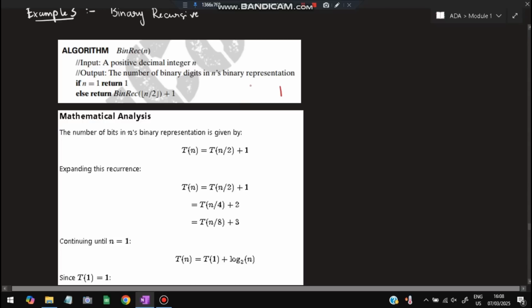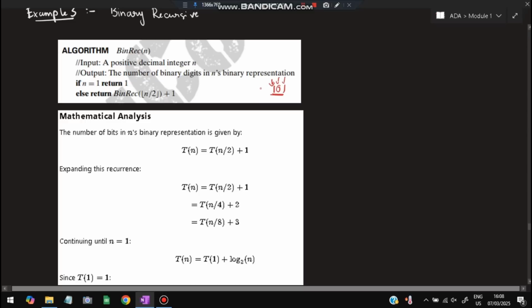The remainder is 1, quotient is 2. What is 2 divided by 2? 2 divided by 2 is 1, the remainder is 0, so we'll write 0 here, and the quotient will be 1. Again 1 divided by 2, the remainder will be 1. So 101 is the binary equivalent of 5. Like that we'll be writing the remainders.